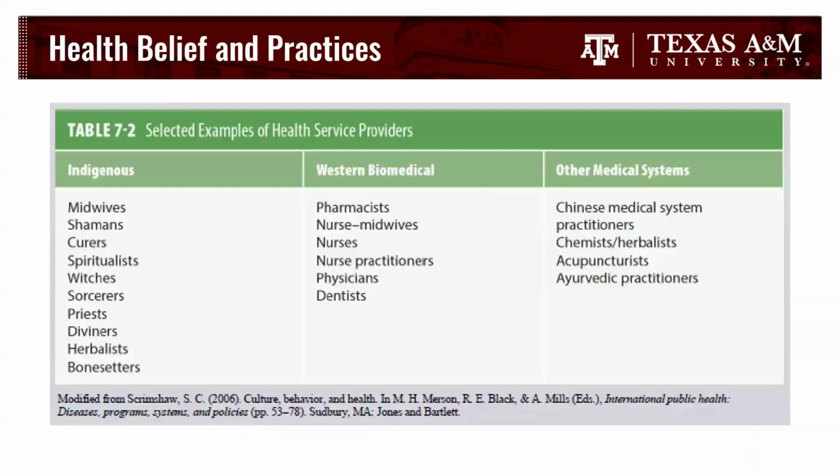These are some examples. A lot of individuals in our public health classes want to be somewhere in this middle block. A lot of y'all are planning on becoming pharmacists, different types of nurses, doctors, or dentists. But it's important to remember there are a lot of other systems that individuals might go to out there in the world. So indigenous, from midwives to witches, herbalists, bone setters, or other medical systems like traditional Chinese medicine, acupuncture, Ayurvedic. Just important to remember that there are a lot of other places that your patients might go to before you.